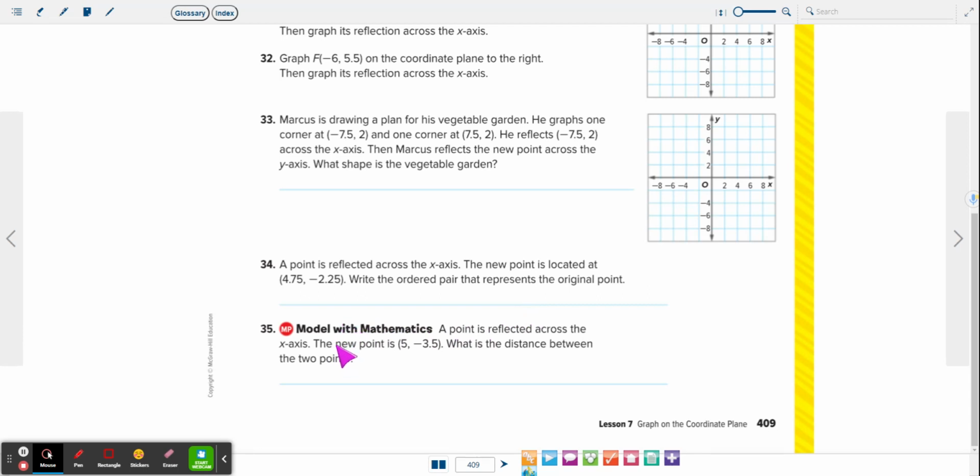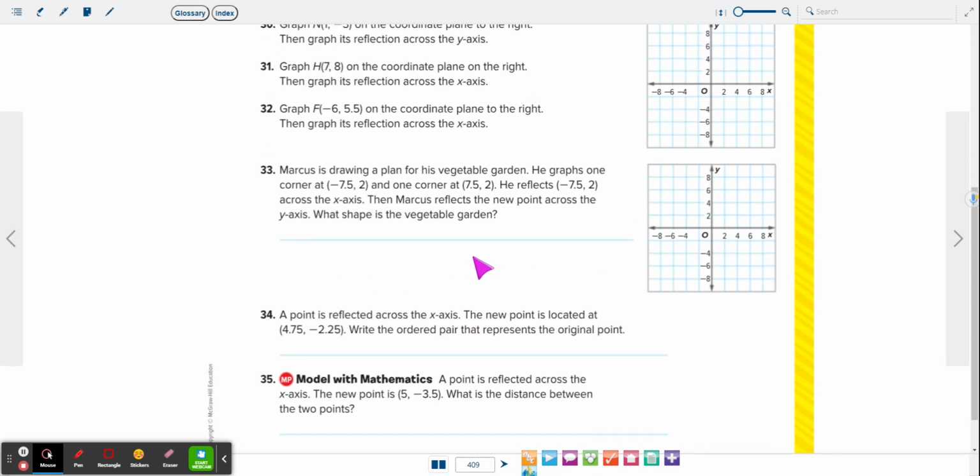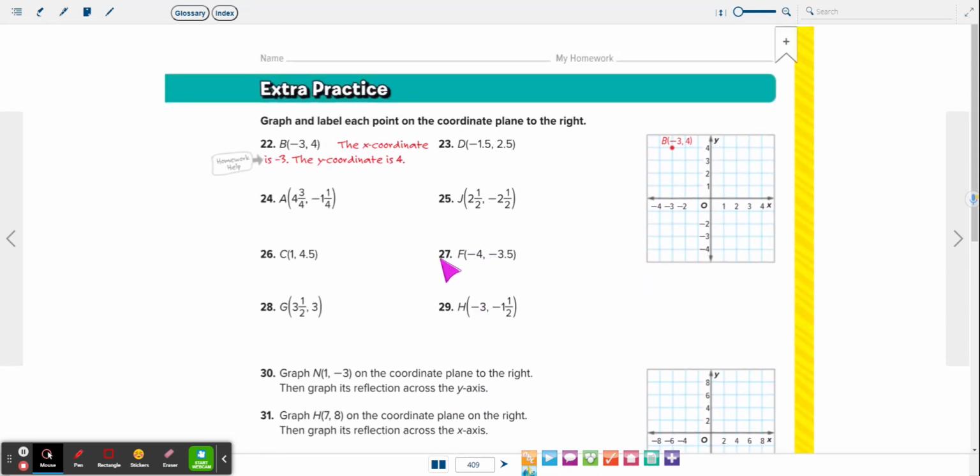Okay, same as yesterday. But your answers will go on here. So 34, a point is reflected across the x-axis. The new point is located at 4.75, -2.25. Write the ordered pair for the original point. So just reflect it back across the x-axis and you will have the new point. 35, same way. Oh, they want to know the distance. So same thing, you're reflecting the point and then tell the distance between the 2 points. Okay? All right. So that's your homework.